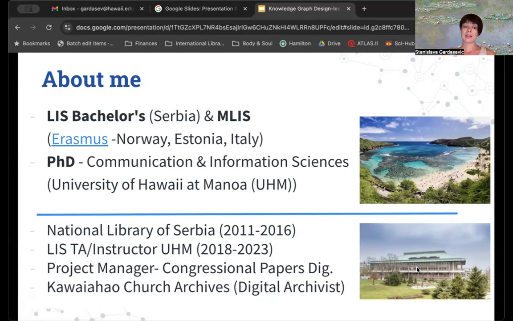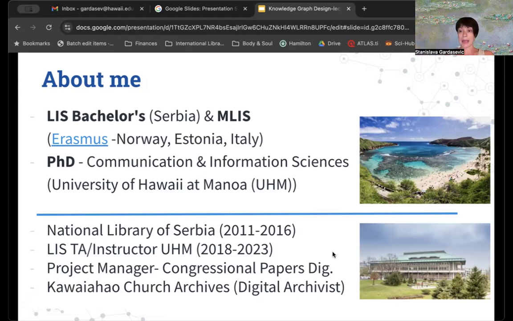program. And there I started teaching in LIS school. I taught there for 5 years as a teaching assistant and instructor of record. And then I finished my studies. So now I work as a digital archivist and the project manager at UH Manoa, where I did my school, but I also work in church archives.